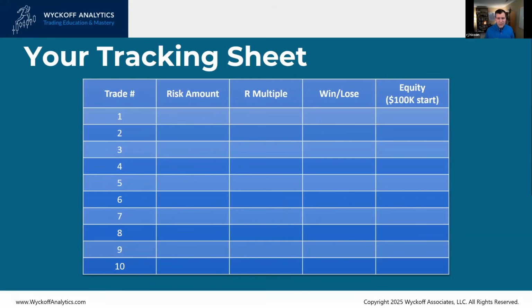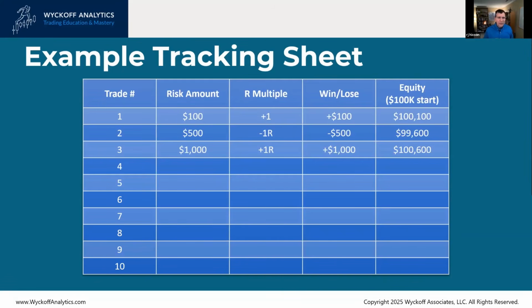To help you see how this works, let's look at a partially filled out sheet. This sheet has 3 trades on it. In the first trade, this trader risked $100. One of the black marbles came out, so it's a +1, and the trader won $100. So 100,000 plus 100 is $100,100. Second trade, a little bit more confidence perhaps. Trader risked $500. Had a green marble come out, -1R. So lost $500. So now equity's down to 99,600.